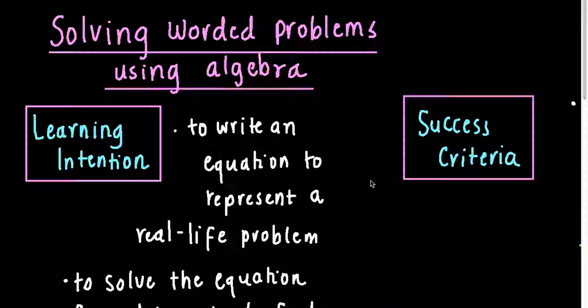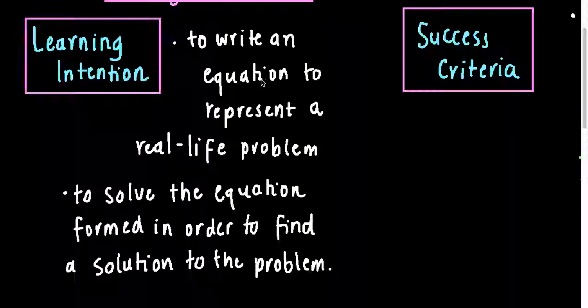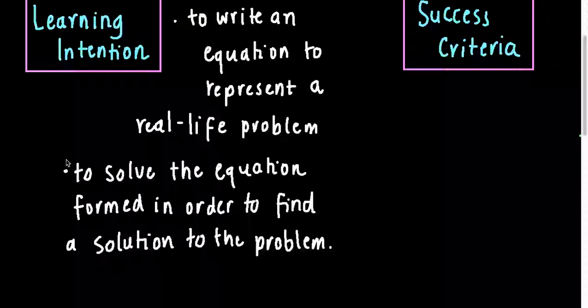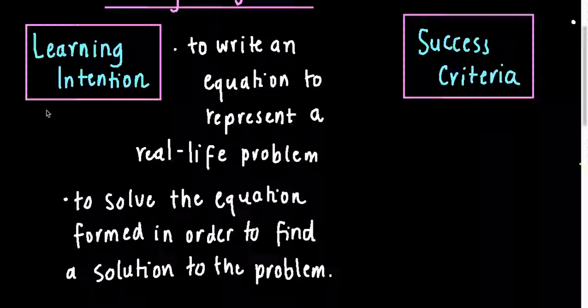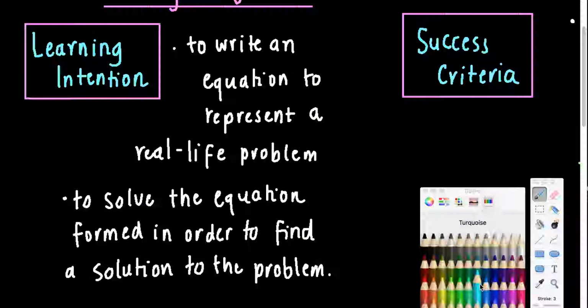So our learning intention will be to write an equation to represent a real life problem, because it's only once we have that equation that we'll then be able to use our solving methods that we've done already in this unit, and then we'll be able to solve the problem. So the second intention is that we then solve that equation to find the solution. So the trickiest part, of course, is to write that equation. So that's really, I'm going to underline it because that's our most important part.